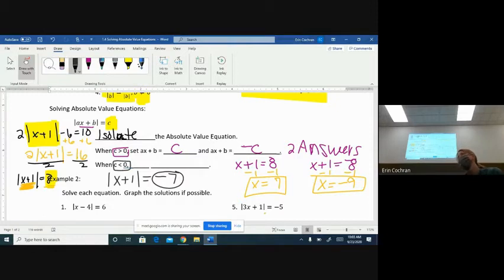How many numbers are negative 7 units away from 0? Remember, we're talking about distance. Can distance be negative? No. So is there any number that is negative distance away from 0? No. So if this number is negative, we actually have no solution here.